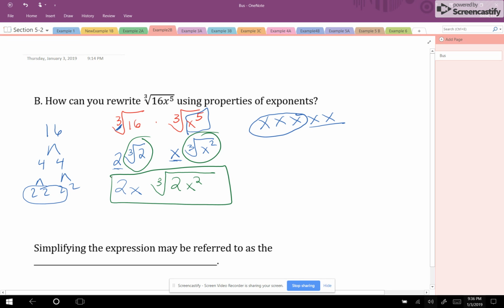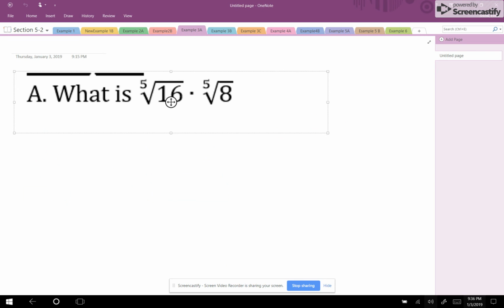And this is what we call the reduced radical form of the expression. So the stuff under the radical and the stuff outside the radical are both in reduced form. I'm going to go ahead and try to do 3a on this. If I get cut off, we'll just start it over new on the next one. You guys are pretty good at following along.